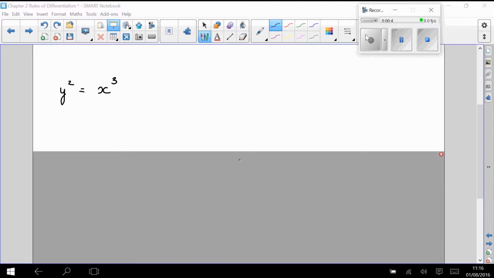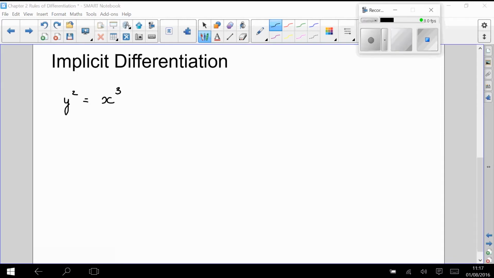Now, because it's y squared, I could probably say that y is going to be plus the square root of x cubed, but it is also going to be minus the square root of x cubed. If I wanted to find the derivative, I would have to find the derivative of both parts of this curve, and that seems like a lot of work. Because of this, mathematicians have worked out another way, and this is called implicit differentiation.